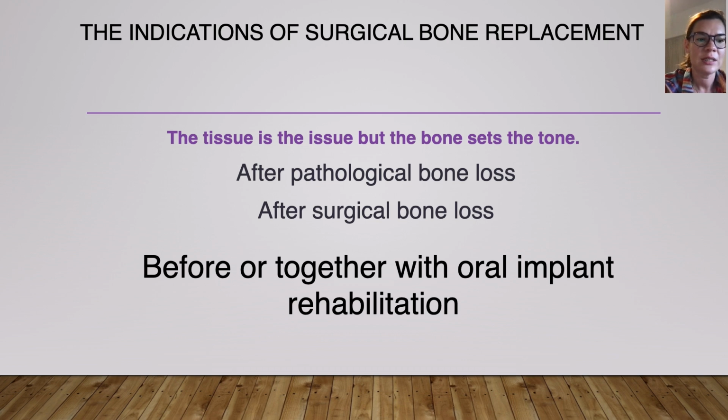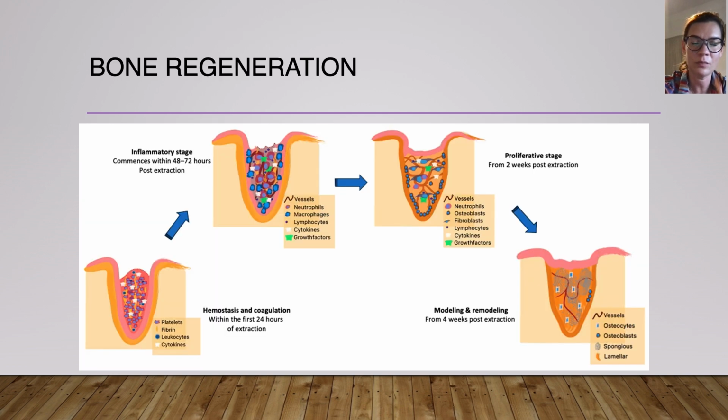The first question is, what are the indications or when it is necessary to make a bone augmentation in the mouth of the patient? It is true that when the patient loses a tooth, we have to face some type of tissue loss. It is true for the soft tissues and it is true for the hard tissues, for the bone that the patient will lose after tooth extraction. So that's the reason why when we plan an implant treatment for the patient, before or together with the implant rehabilitation, we have to make bone augmentation as well.